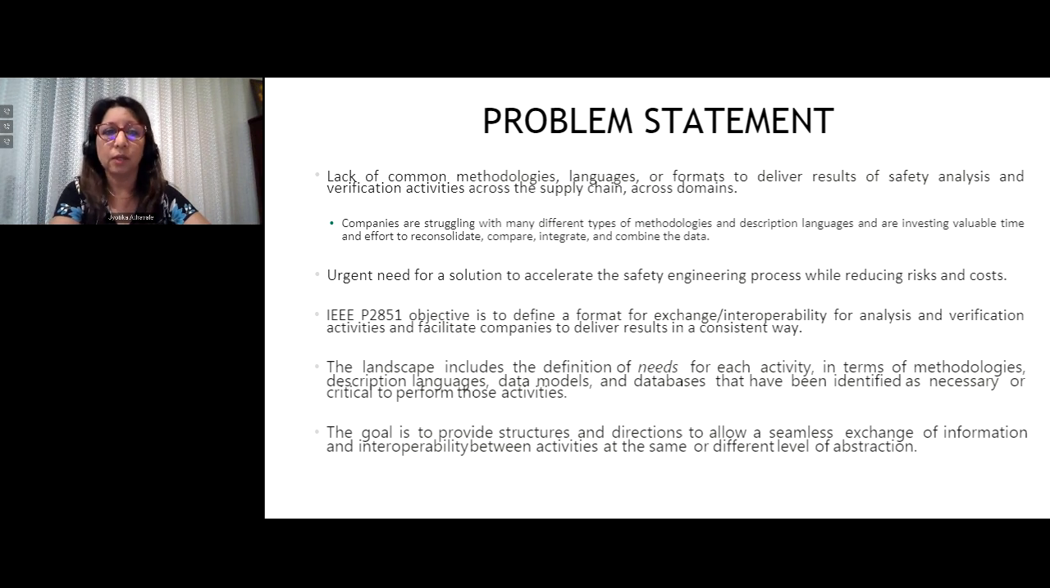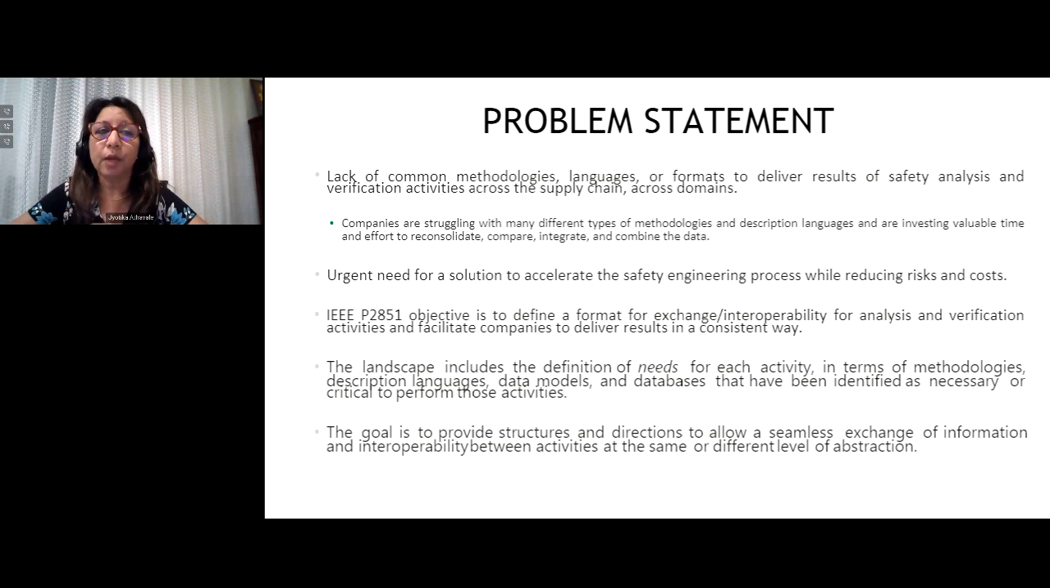So here we talk a little bit about the problem statement and what we are trying to address with respect to the IEEE P2851. The problem statement or the landscape that we saw there was an issue was the lack of a consistent set of methodologies, description languages, data models, or data formats to facilitate the data exchange for safety analysis and verification data across the supply chain or across domains.